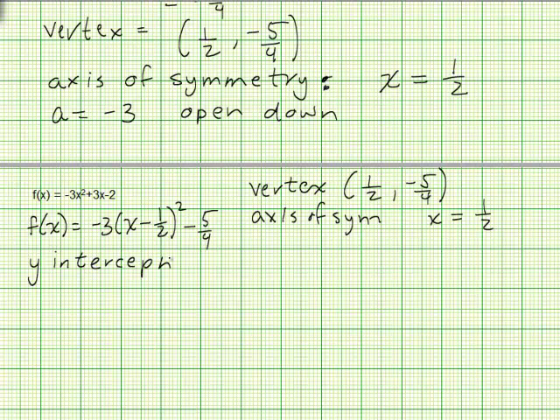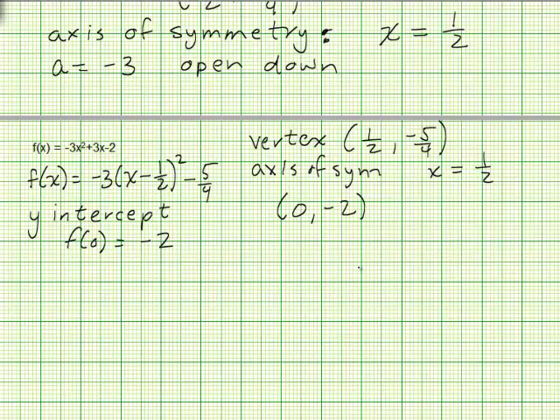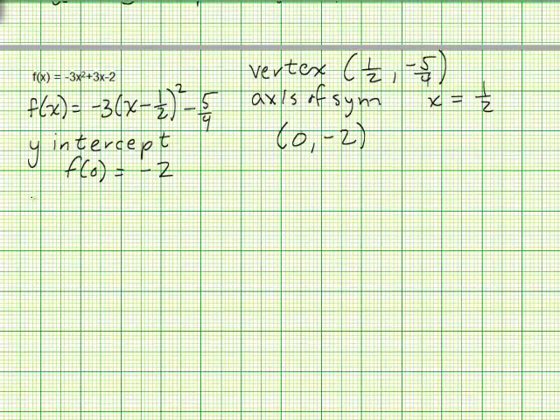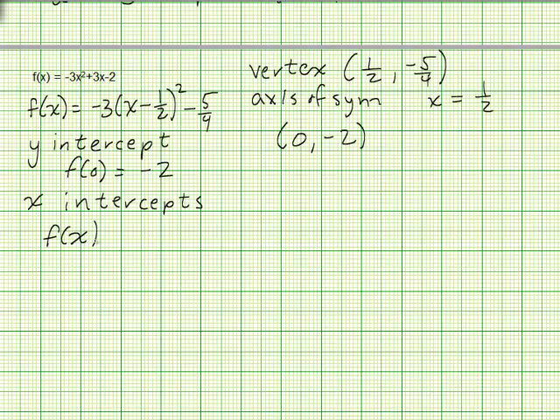And we know that when we find our y-intercept, x equals 0. So all we have to find is f of 0, which becomes -2. So now we have another point, 0, -2, and then we have to find our x-intercepts. That's the last piece, x-intercepts. And so we have f of x equals -3x squared plus 3x minus 2.